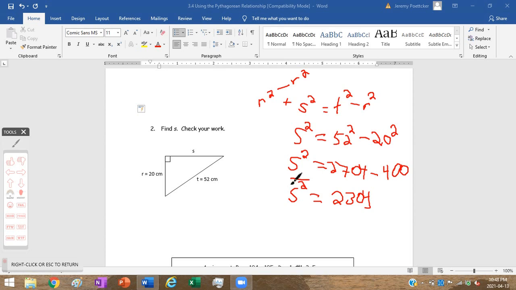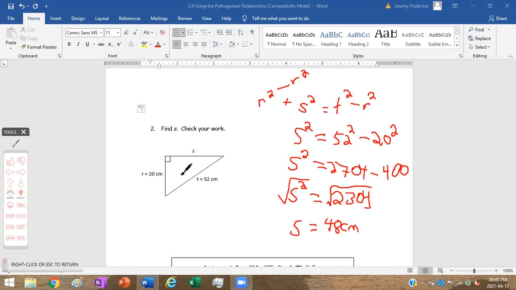But I don't want the size of that square, I want the length. So square root of that, square root of s squared is simply just s. Square root of 2,304, oops, try that again. Take the square root of 2,304, works out nicely to 48. Again, put my units in centimeters.